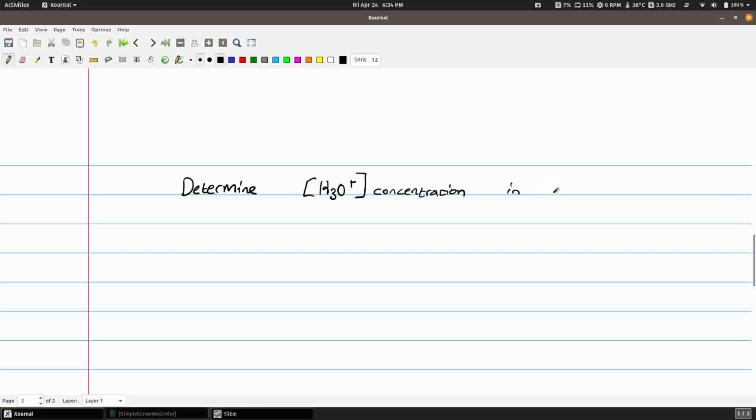In a 1.0 times 10 to the negative 2 molar solution of sodium hydroxide. That was horribly written, so we're going to redo that. So this is our concentration. 1.0 times 10 to the negative 2 is equal to 0.01 molar.